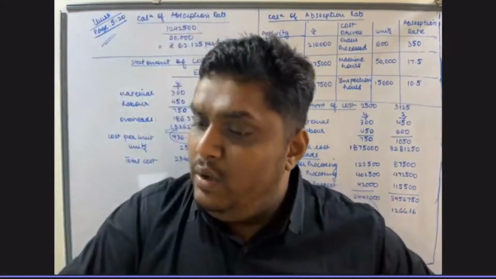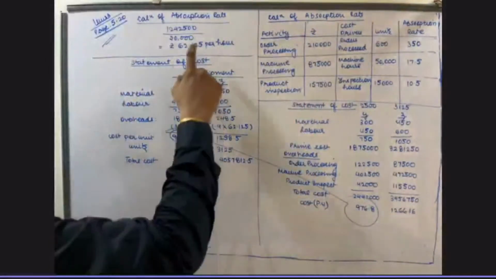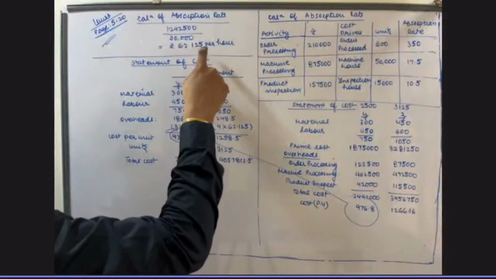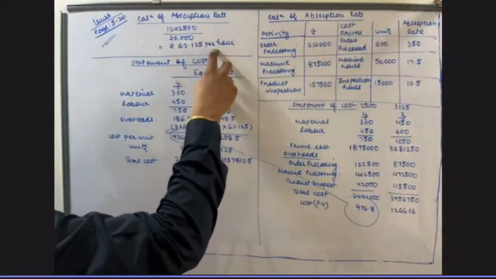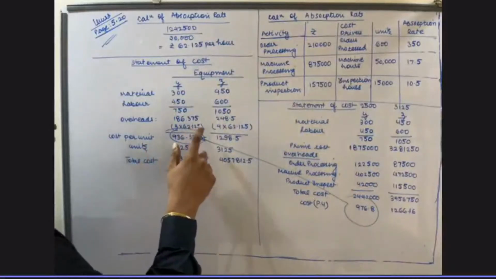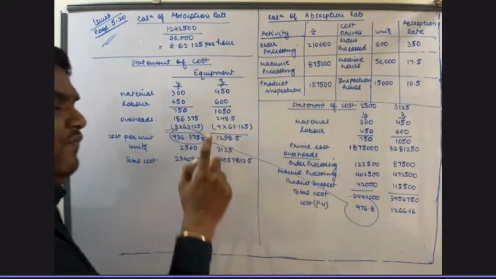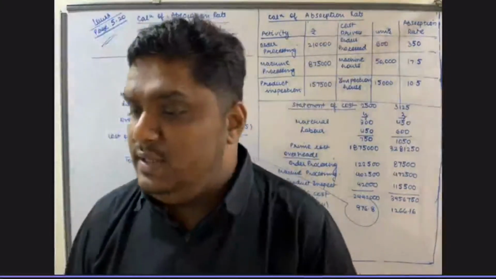Siddhi, how to calculate the overheads in the first part of the question? See, Siddhi, I have calculated the absorption rate, that is 62.125. So this is the rate per hour into the number of hours. So 3 into 62.125 and 4 into 62.125. The 3 and 4 hours are given in the question, Siddhi.